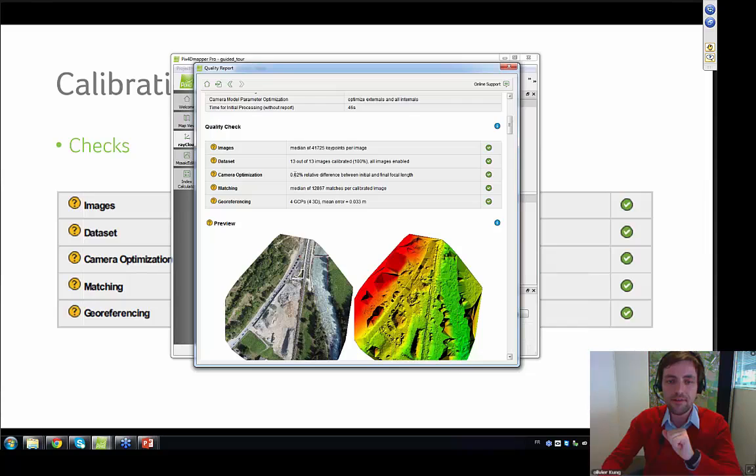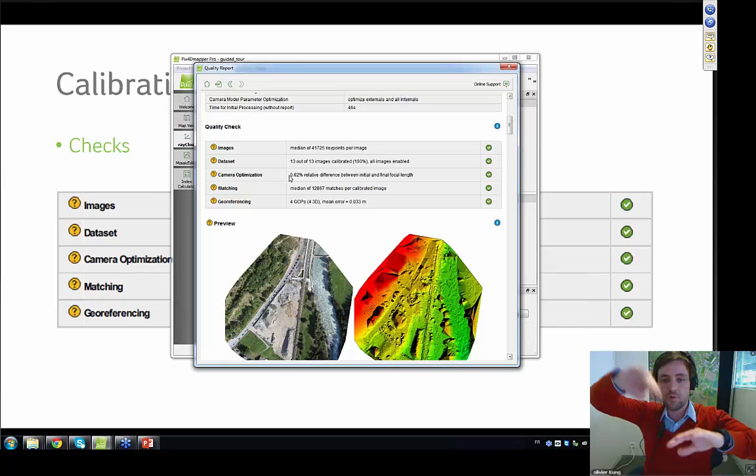Camera optimization gives you a tip to know if, as I was saying, the camera parameters can go wrong. Normally, for most of the cameras you are using, we will already have it in the database, and it will not move too much away from the number we put in the database. However, if there's a strong difference between the initial and the final focal length, then that's a very strong indication that maybe something went wrong in the calibration, and the software had to change the estimate of the focal length a lot.